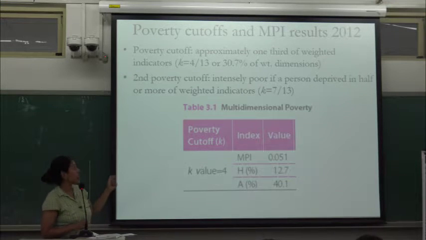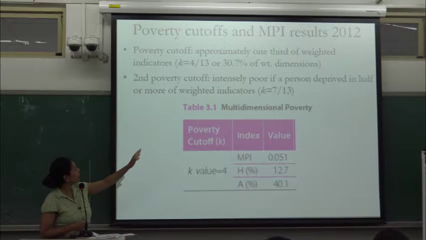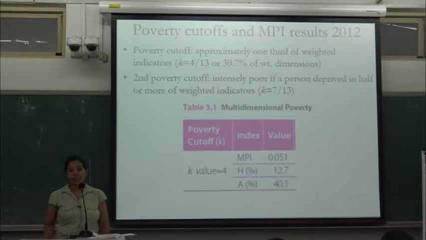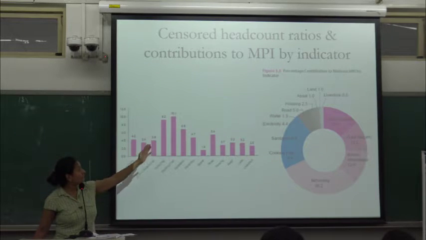The K cutoff is 4 over 13 indicators, or effectively 30.7 percent of the weighted dimensions, and there is a more intense cutoff of 7 out of 13, which is slightly more than half of the indicators, for a more intense poverty. And the MPI at national level is 0.051. We can also decompose by regions and contributions of each of the indicators.